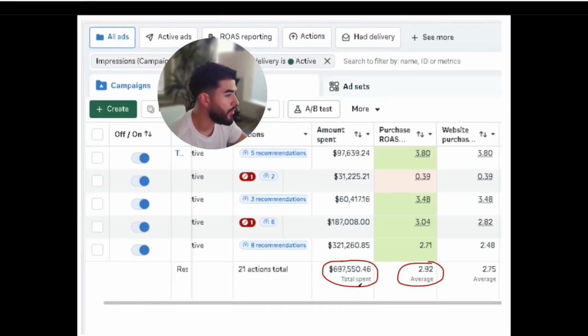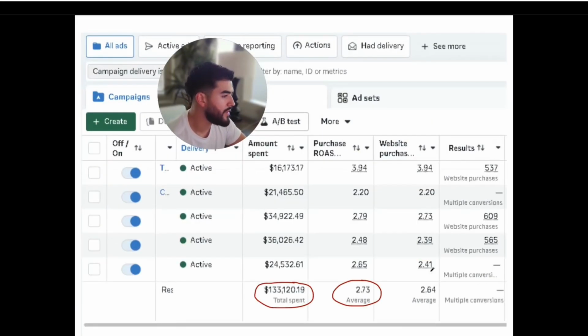This client spent almost 700,000, closing at almost a 3 return on ad spend. This client over 100 grand as well, just shy of a 3 return on ad spend as well.